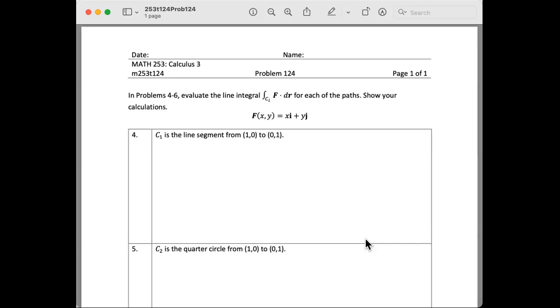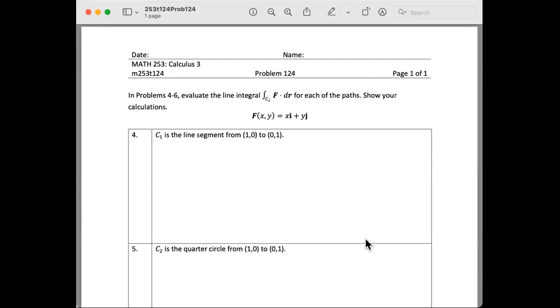Let's take a look. So first of all, we have a much simpler vector field. We have xi plus yj. We just got a bunch of vectors pointing away from the origin. So a much simpler looking vector field. It's kind of an exploding vector field.